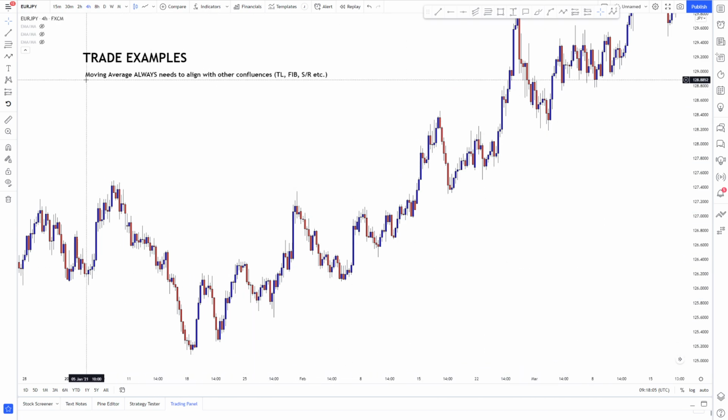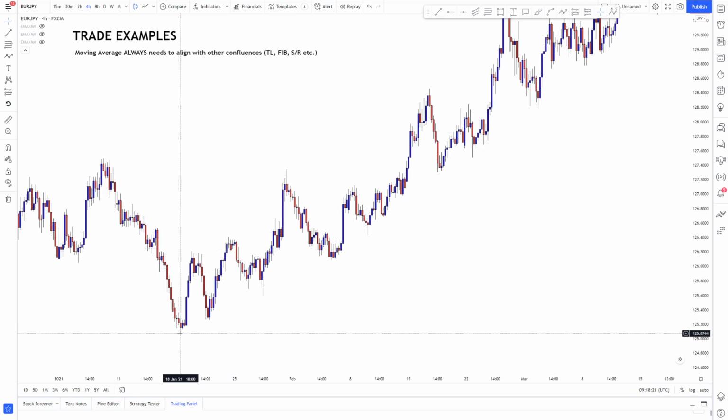So note that moving averages always need to align with other confluences on the charts, such as trend lines, fibs, support and resistance. I'm going to show you some trades with moving averages, but of course I'm also going to paint the picture with other confluences. So firstly, let's start here.